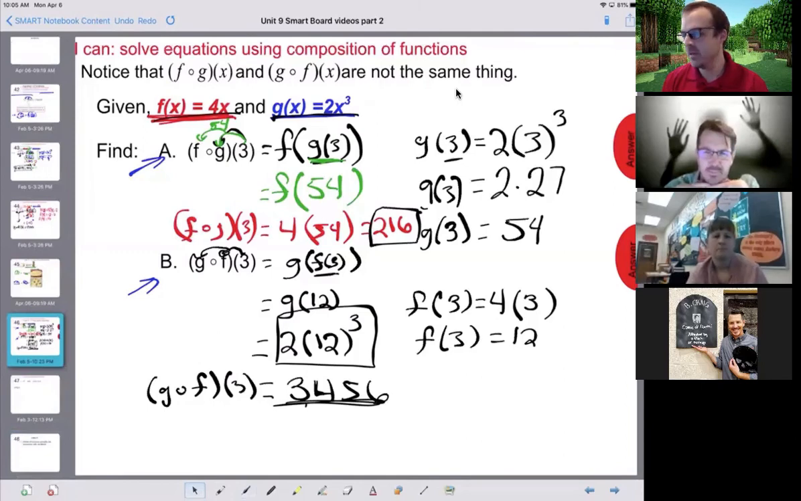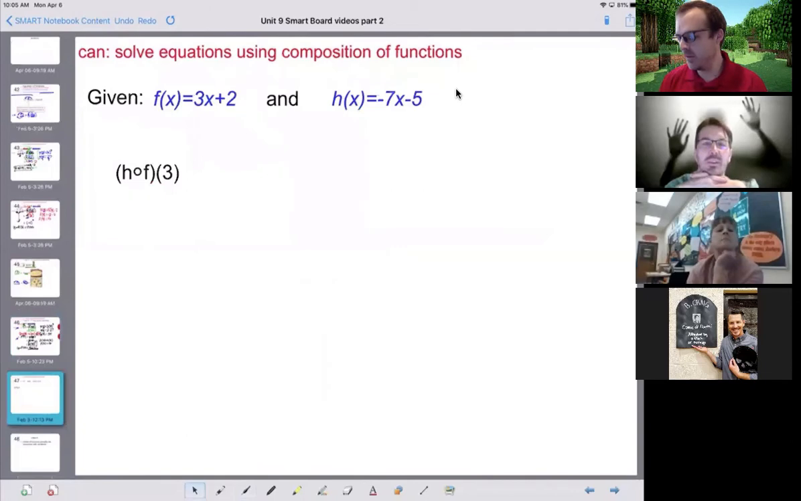That's right. So let's take a look at this. Not all functions are g and f or f and g. This one, we have h and f here. And it's asking me to find h of f of 3.